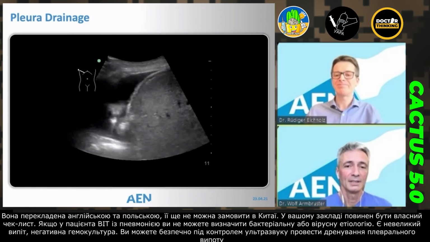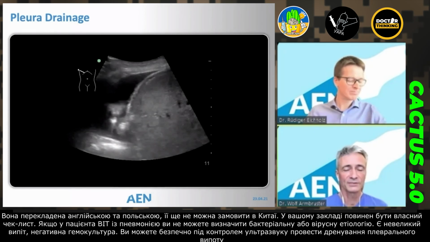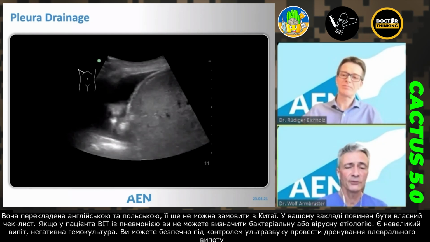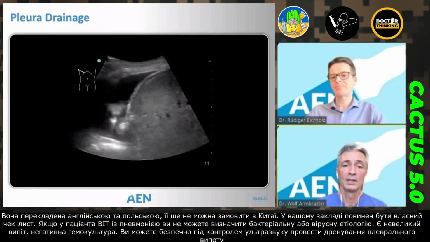Let's come to the patients, probably in the intensive care unit. Think of a patient with pneumonia where you don't distinguish a specific bacterium or virus as the cause. You have just a small amount of effusion, and your blood cultures are negative. With ultrasound, you have an easy and very safe way to do an intervention and to drain the fluid.